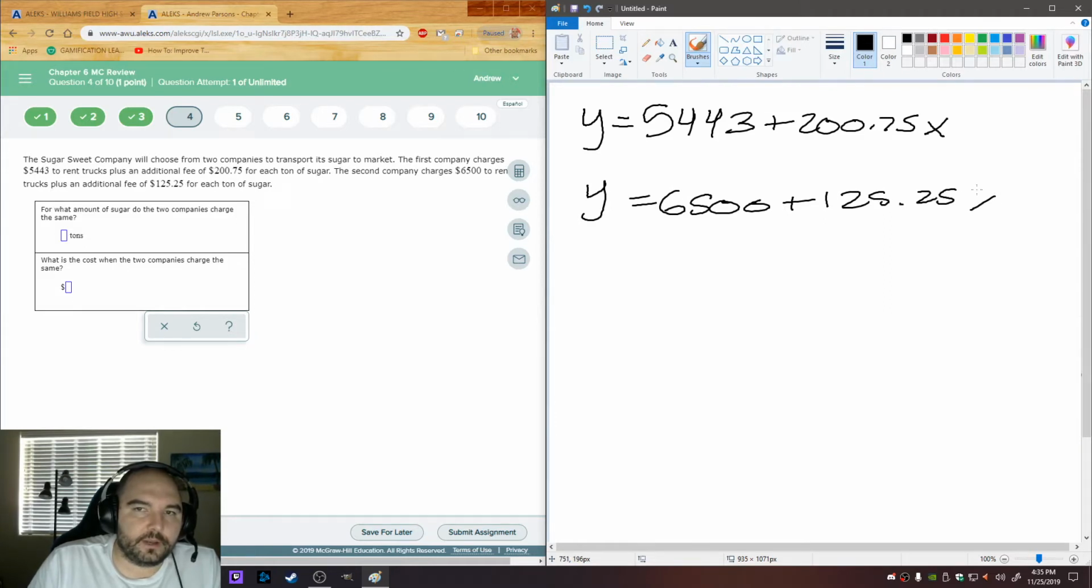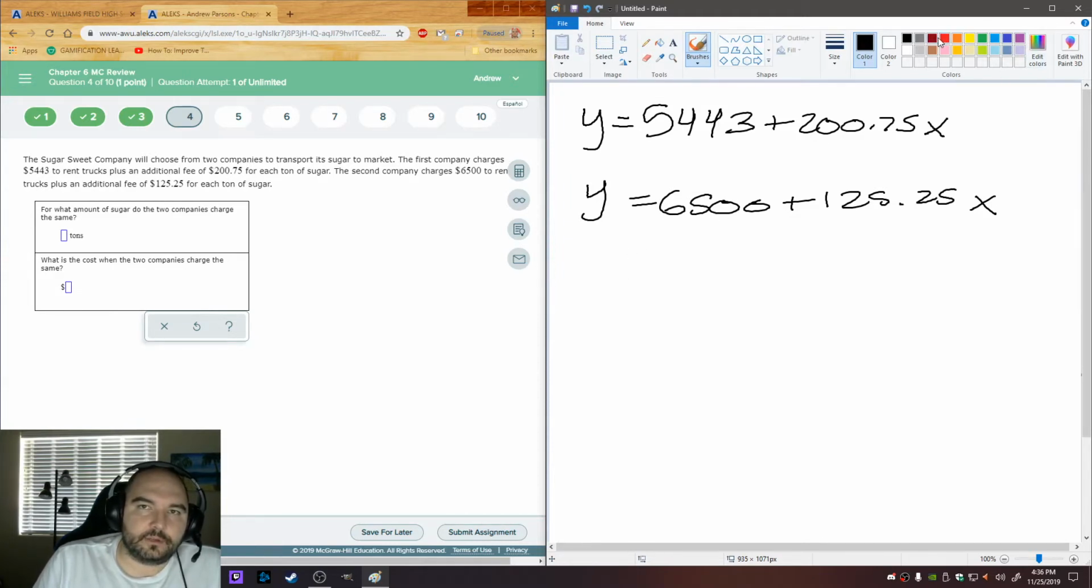You'll notice the second one has a higher initial cost, but a lower amount that they charge per. So what ends up happening is at some point they'll meet each other because one starts costing more but gains less over time compared to the first one. Now this one says 2 questions. For what amount of sugar do the 2 companies charge the same? So this is just like the last one. Y equals this, y equals that.